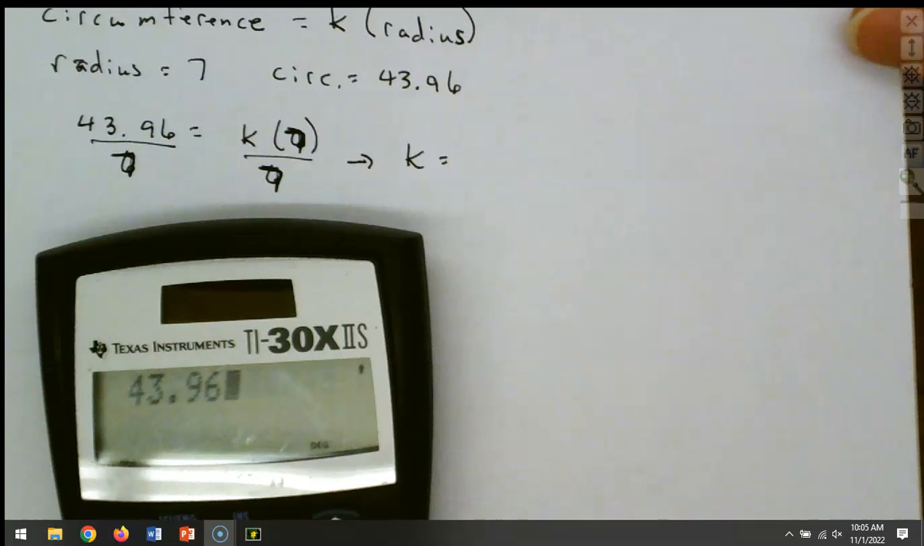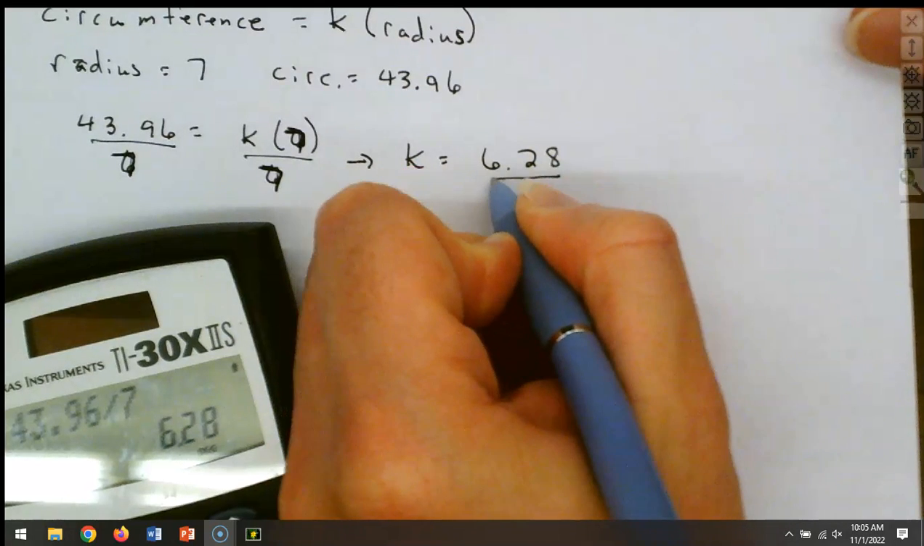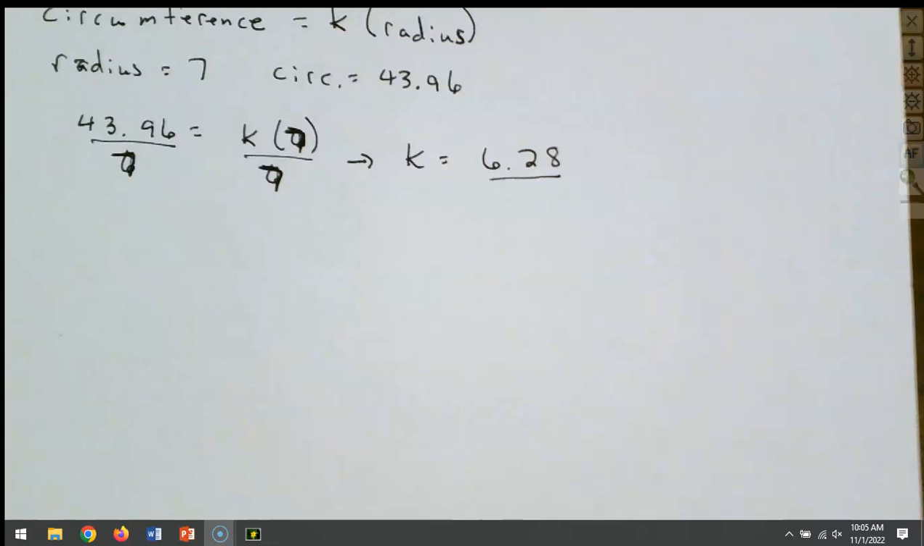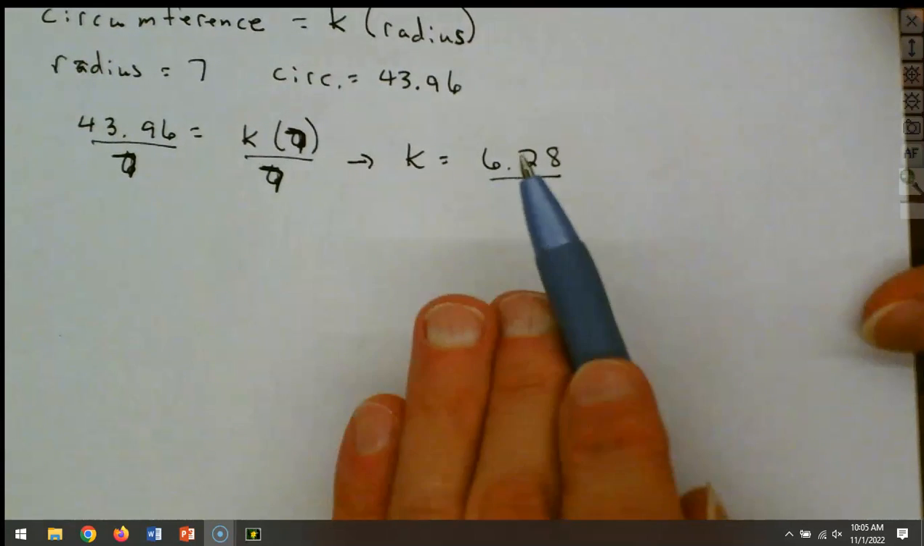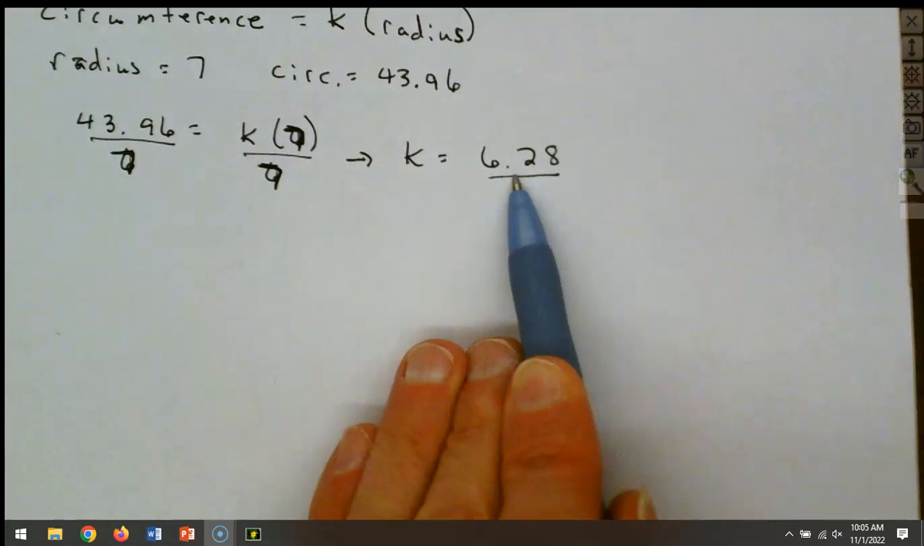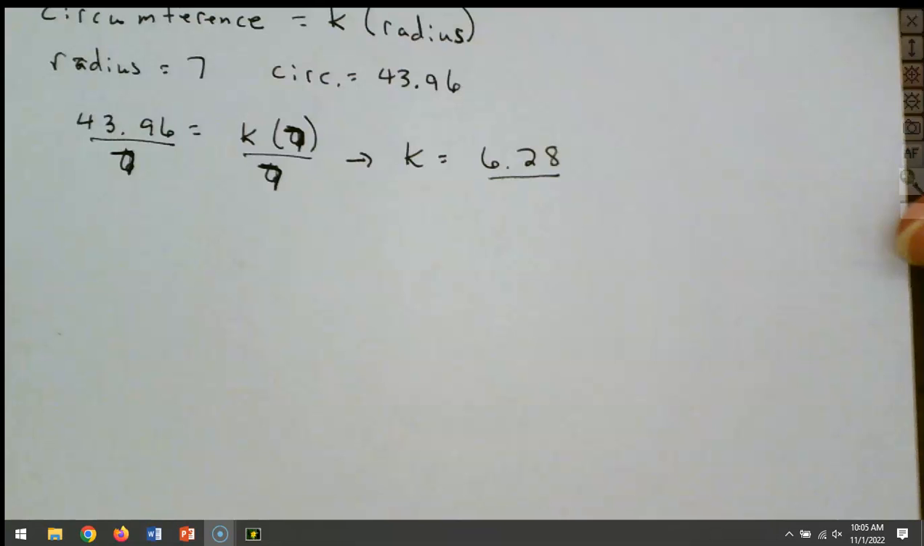43.96. We're going to divide that by our 7, and that comes out to be 6.28. And that's our value of k. Now, what is that? That is 2 pi, right? Pi is 3.14. Circumference has 2 pi in it. 2 pi, that's your constant. And that's your 6.28. So that's where 2 pi came from, by working out a question like this one.